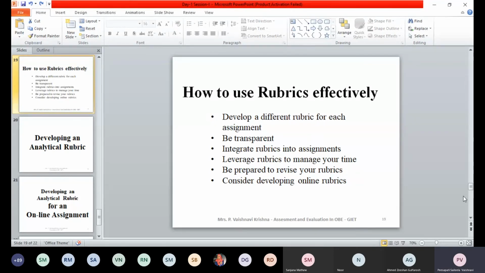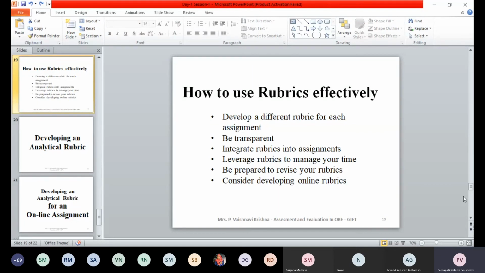You need to integrate rubrics. This is much more important. Now at the end of the day, tomorrow when you go back to your colleges, when colleges start, you need to implement this. Only if you implement it, it will fetch you. If not, there is no use for you attending this FDP. You need to implement it in your regular academics.